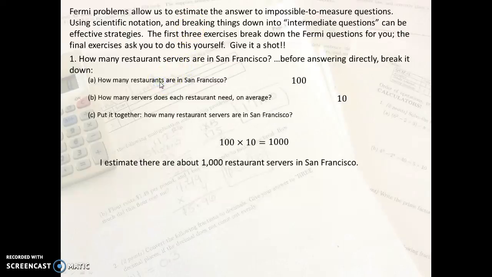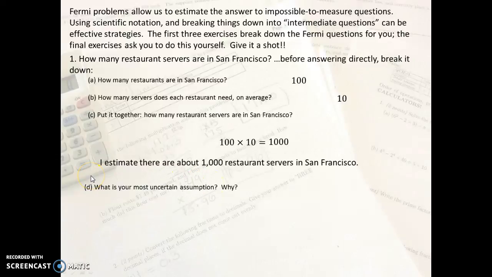All right, the last thing, once you do your math, the math doesn't really count. The math is not the final answer. Sure, I want to see you make estimates and multiply them or divide, whatever you need to do. Write it out in words. I'm estimating there's about 1,000 restaurant servers in San Francisco, or whatever your estimate is going to be.